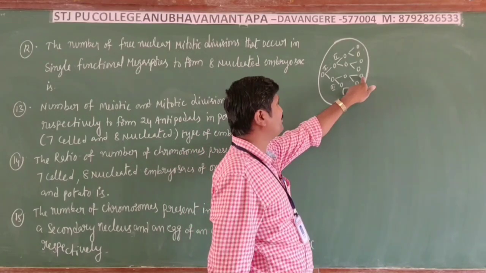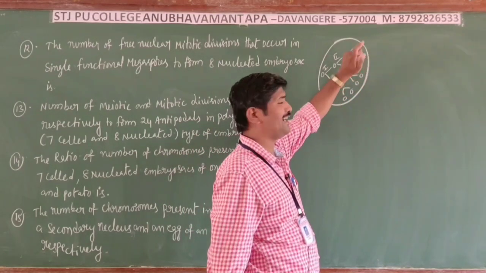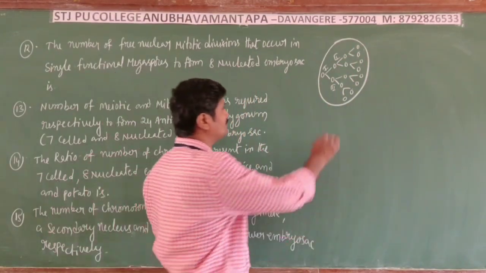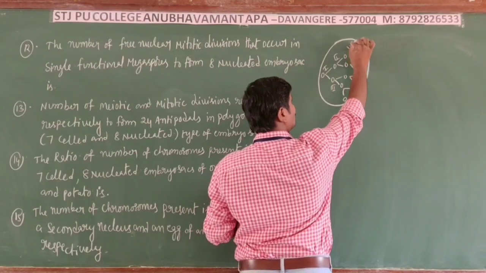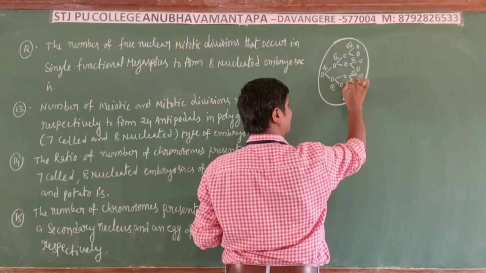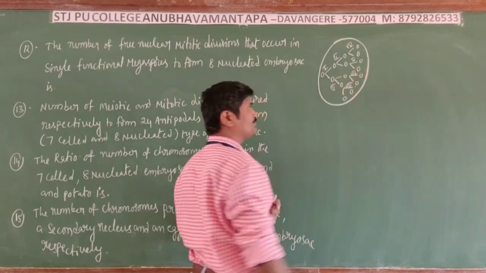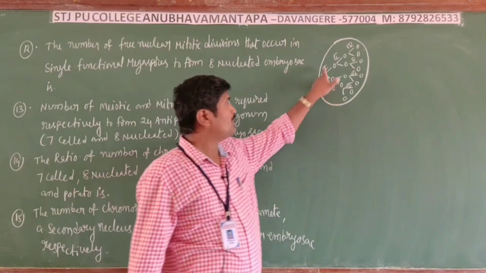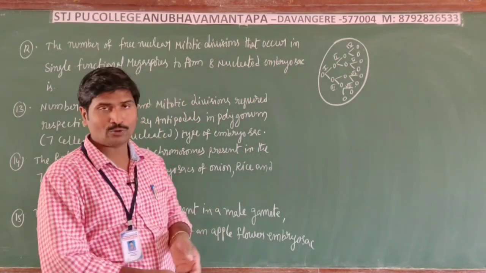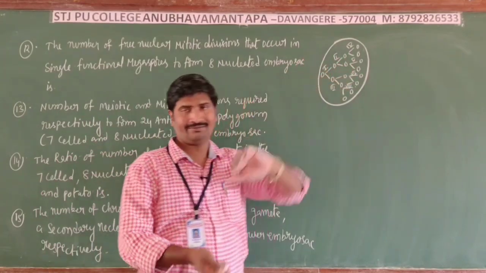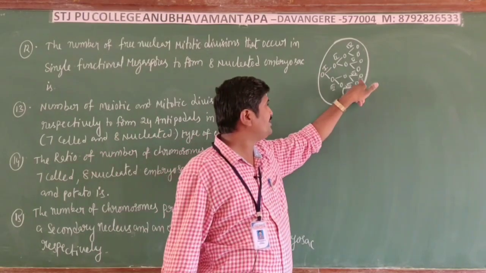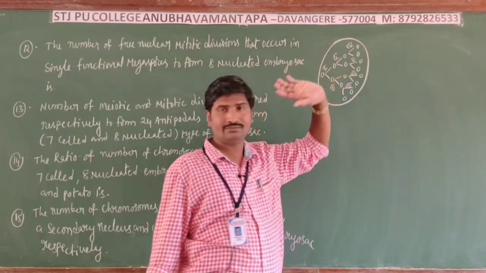1, 2, 3, 4, 5, 6, 7, 8. Total how many nucleus? 8 nucleus. 4, 5th, 6th, 7th. See here. Total how many mitotic cell divisions occur in the functional megaspore? That is total 7. How many nucleus? 8 nucleus. 1, 2, 3, 4, 5, 6, 7, 8.